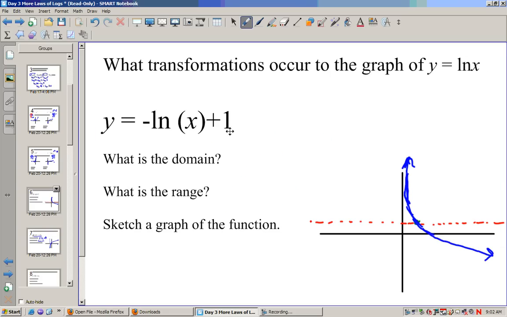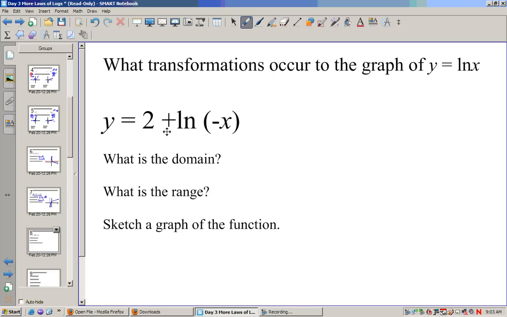All right, so now let's look at this. The domain goes from 0, not including 0, all the way to infinity. And again, our range goes from -infinity to infinity. It goes all the way down and all the way up.